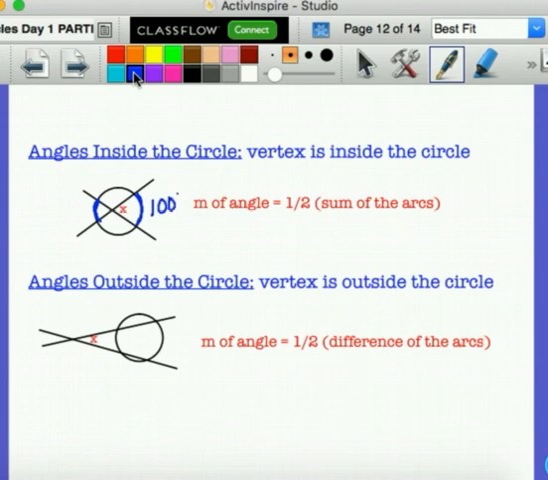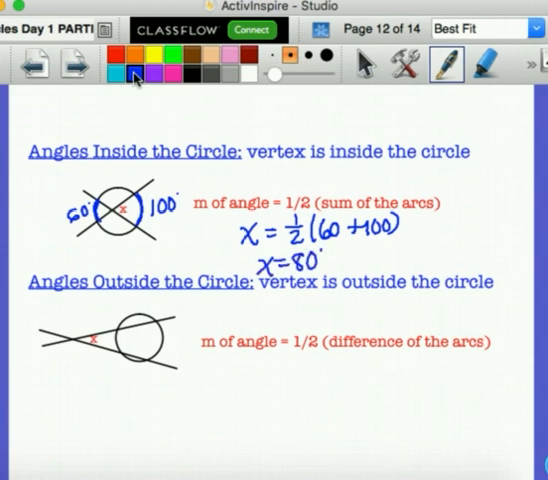So, for example, if I knew that this was 100 degrees and 60 degrees, then X would be half of 60 and 100 put together. So half of 160, which is going to leave us with 80 degrees.